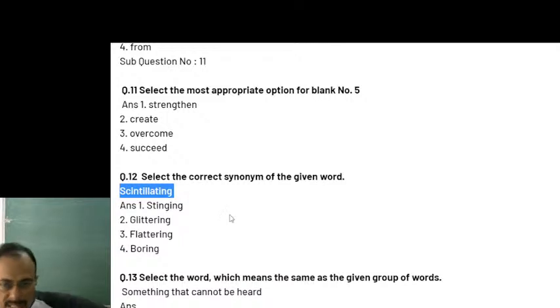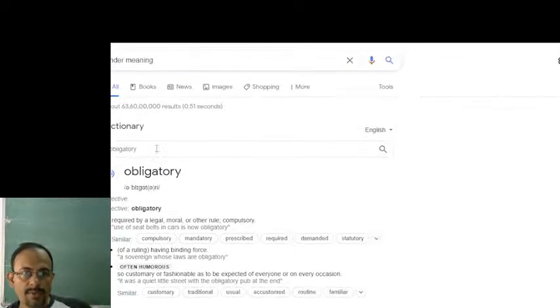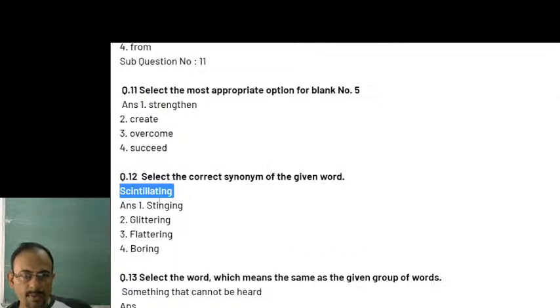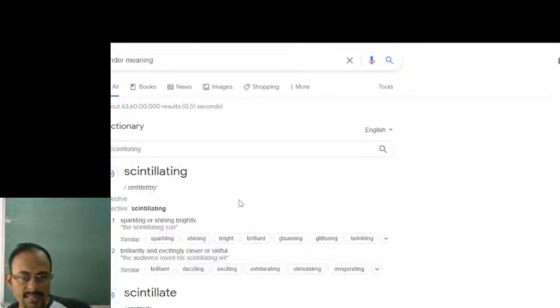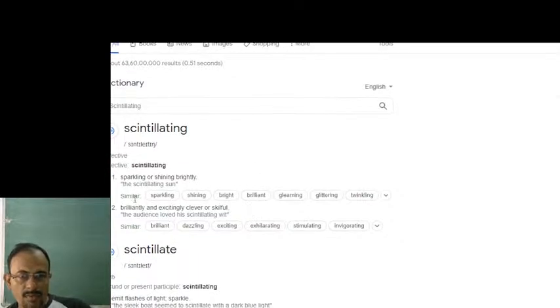Next, select the correct synonym of the given word scintillating. Scintillating means what, dear students? Do you know the meaning of scintillating? Okay, I shall help you with the meaning so that you can come up with the answer. The synonyms of scintillating are sparkling, shining, bright, brilliant, gleaming, glittering, twinkling.